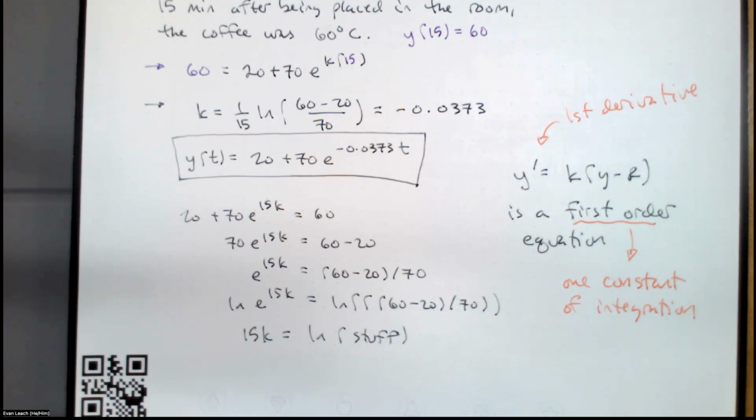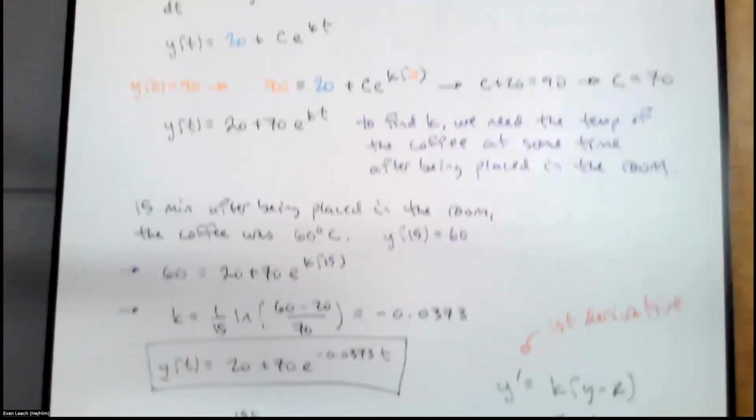So if I write a differential equation with y double prime, a second derivative, we'll call that a second order equation, and we should expect to find two constants of integration. Let's take a look at a second order equation.